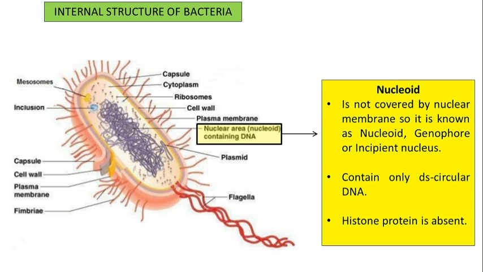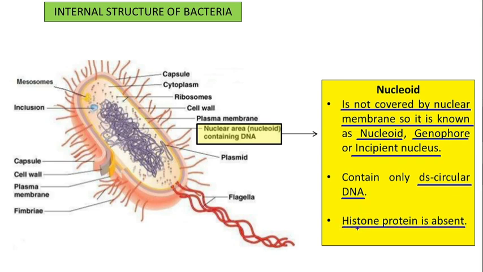Now the next internal structure is the nucleus. The nucleus actually lacks a nuclear membrane, and therefore in bacteria we call the nucleus the nucleoid. Since there is a lack of nuclear membrane, it is known as nucleoid, or genophore, or incipient nucleus. Here we find that the DNA is double-stranded and circular. Histone proteins are totally absent. So these are the characteristics of the nucleoid.